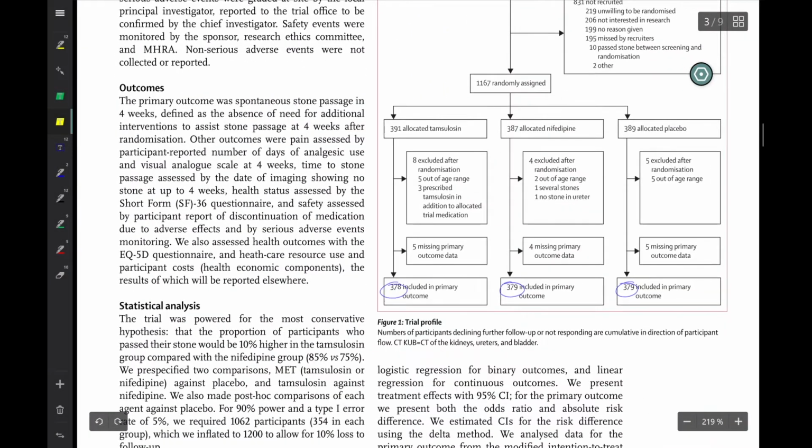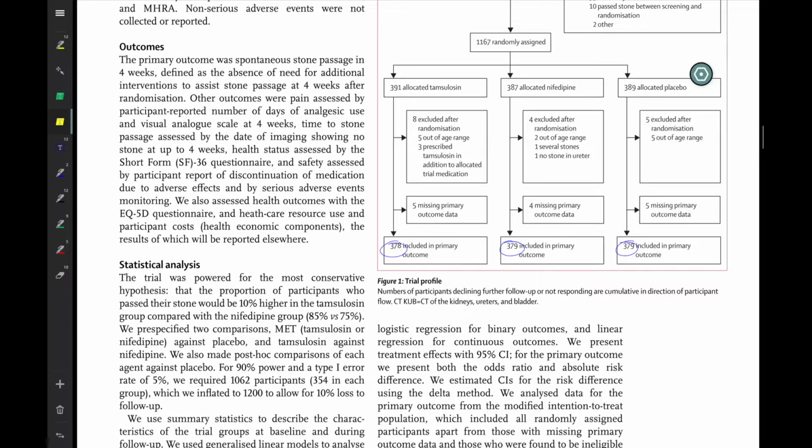Going further along in the method section, we have details about the primary outcome. So the primary outcome was spontaneous stone passage in 4 weeks, defined as the absence of need for additional interventions to assess or to assist stone passage at 4 weeks after randomization. And other outcomes included pain and time to stone passage, etc. So I will put my mark in the side saying that these are outcome data, and specifically this is where the primary outcome is explained.